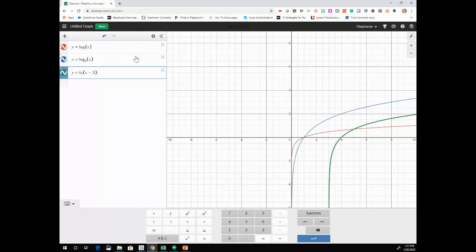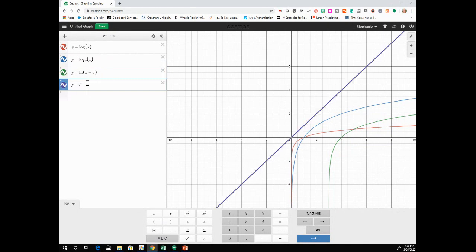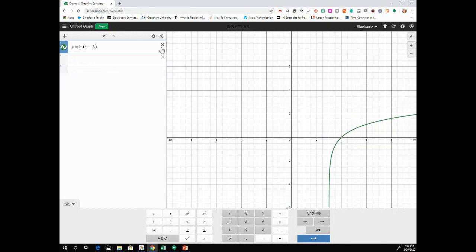So Desmos can graph these. You just have to know where to find the buttons, and that's under that keyboard and then functions. Otherwise, if you start typing, and I just start typing in log, it will automatically convert it for me. And so I'll just clean these out for now. I am going to get back to that, but I'll go back to my notes.